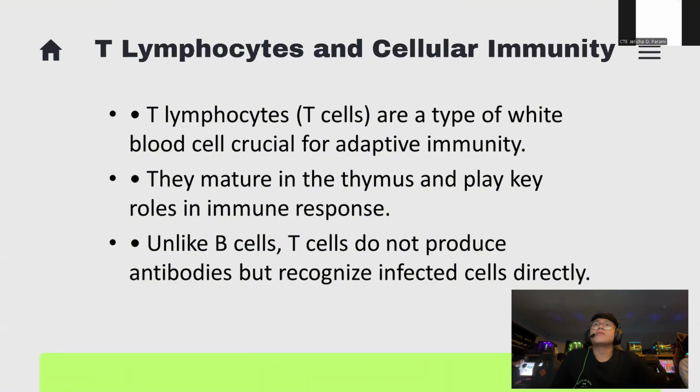Now, T lymphocytes, as defined, are a type of white blood cells crucial for adaptive immunity. They mature in the thymus and play key roles in immune response. Just like I said, unlike B cells, T cells do not produce antibodies but recognize infected cells directly. It means that T lymphocytes, or T cells, are a subset of white blood cells that develop in the thymus and are essential for adaptive immunity.